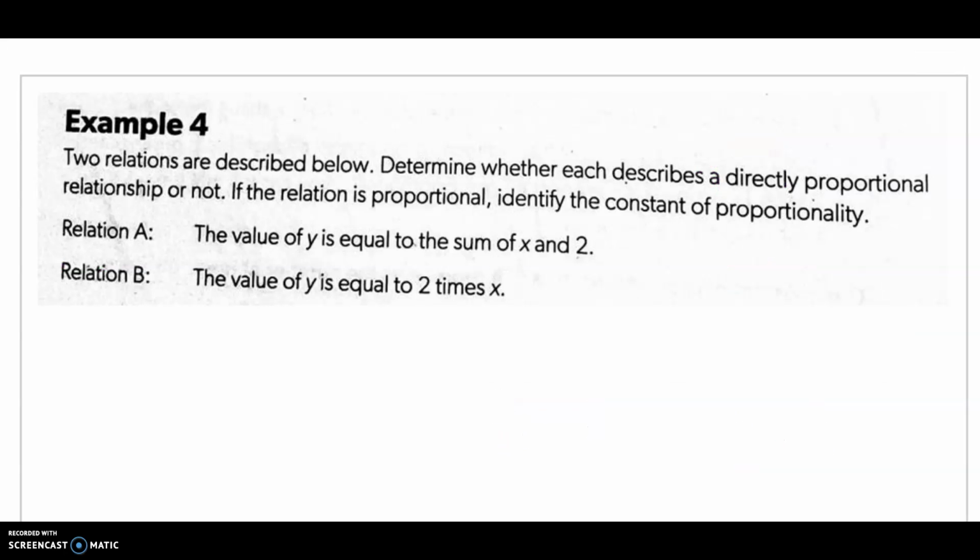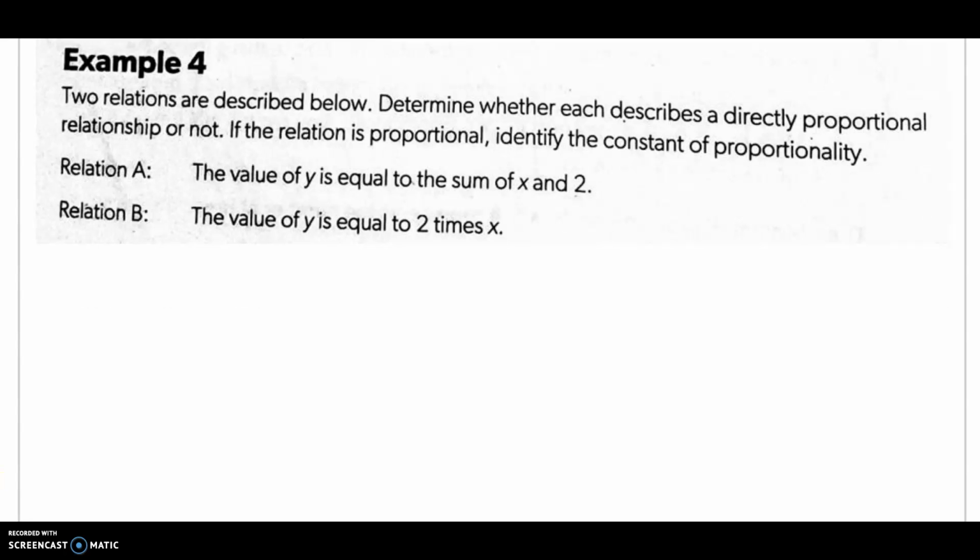Example 4. Two relations are described below. Determine whether each describes a directly proportional relationship or not. If the relation is proportional, identify the constant of proportionality. Relation A, the value of y is equal to the sum of x and 2. Relation B, the value of y is equal to 2 times x. So our first step in this problem would be to create tables to determine if the relationships are proportional or not.